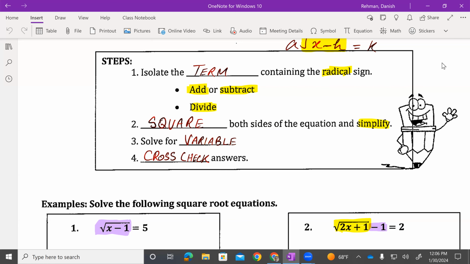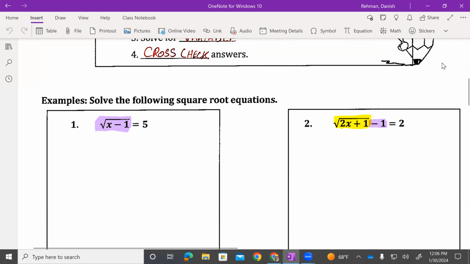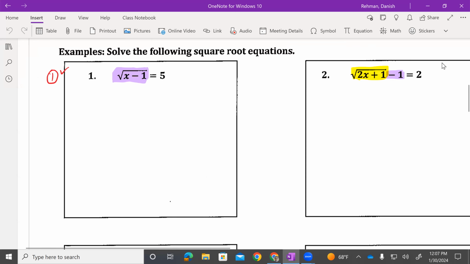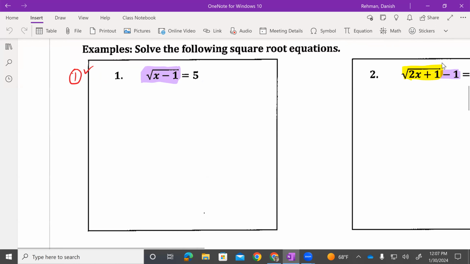Here, I will solve question number 1 first, then question number 2, using the same steps. You see, in the first step, the term is already isolated, so I don't need to do it. Step one is already done, right? So what's the second step? The steps that I told you, what is the second step? That was the first step. Second step.